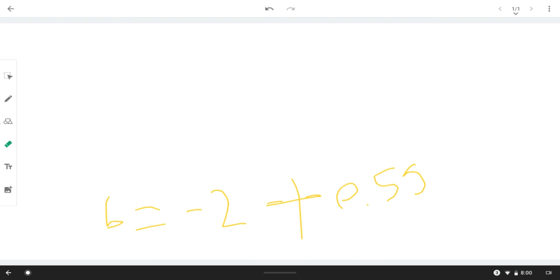So since we have this as negative 1.45, we can then just go ahead and say b equals negative 1.45.